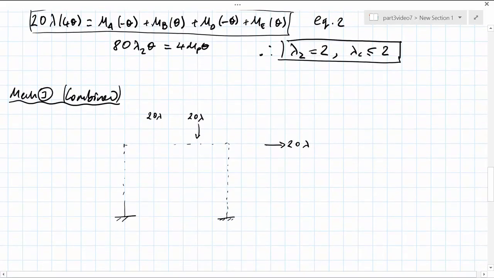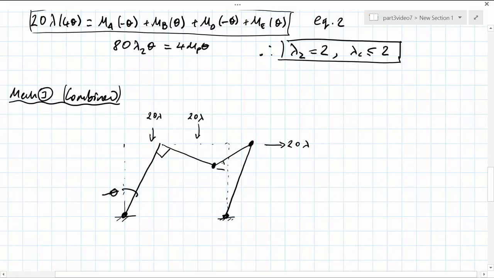Our combined mechanism, which can be determined by summing up the two basic mechanisms, has a plastic hinge at A, C, D and E, with deformation angles determined from summing up the contributions from mechanisms 1 and 2: minus theta, 2 theta, minus theta and minus theta, and theta.